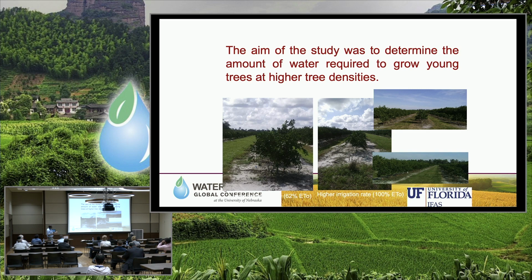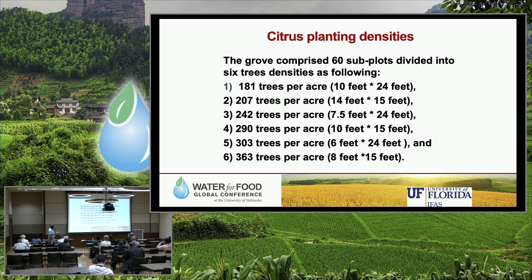So the aim of this study was to determine the amount of water required to grow young trees at higher densities, because that was not known in Florida. Most of the growers use very low densities, and they just keep wasting water. So these are the 3 densities, from 181 trees to all the way to 363 trees per acre that we were evaluating.